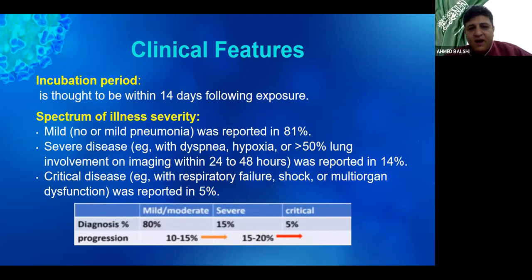But mild disease can progress to severe disease in 10 to 15%, and even severe disease can go to the critical phase in 15 to 20% of cases.